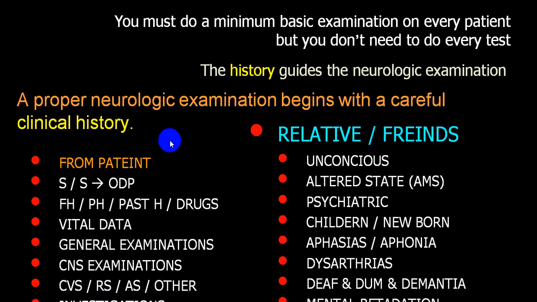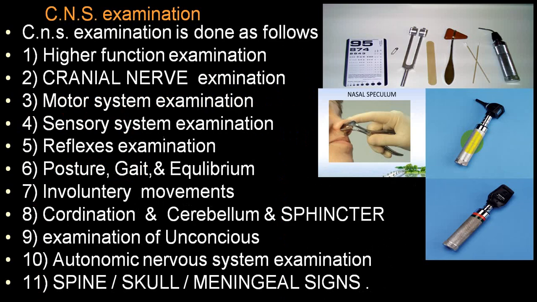If a person is having altered level of consciousness or is unconscious, has a psychiatric disorder, is a child or newborn, has aphasia or aphonia, dysarthria, or is deaf and dumb, or has dementia, or is mentally retarded, we need to take a good history from relatives, friends, or the person who is along with that particular patient, or from the nurse or from the doctor who has treated him in the past, etc. So a good careful history and good examination gives you a lot of answers.